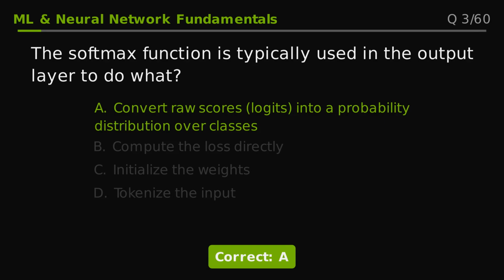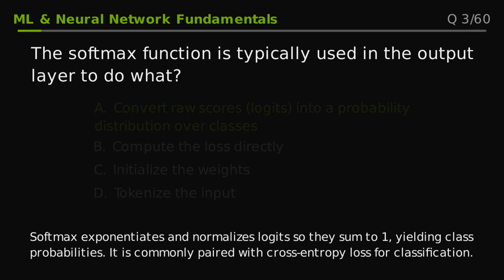The correct answer is A. Softmax exponentiates and normalizes logits so they sum to 1, yielding class probabilities. It is commonly paired with cross-entropy loss for classification.